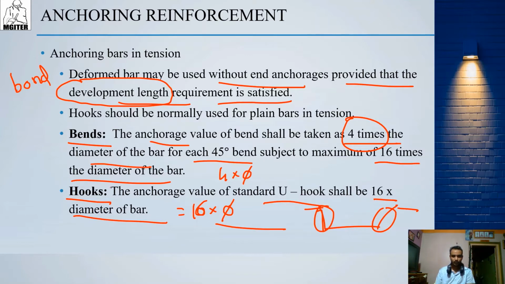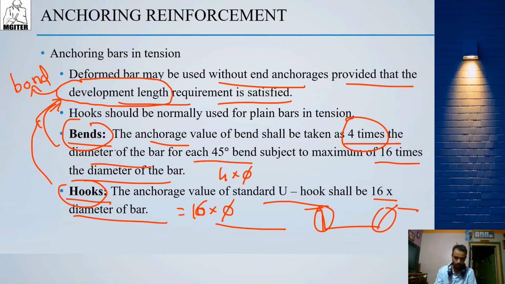So why do we provide a hook or bend? We provide a hook or bend for the increased development length, and by the development length we can increase the bonding between concrete and steel. You can see how all the things are connected with each other.